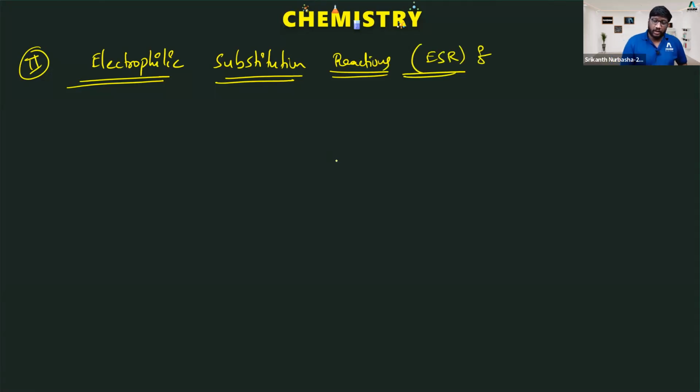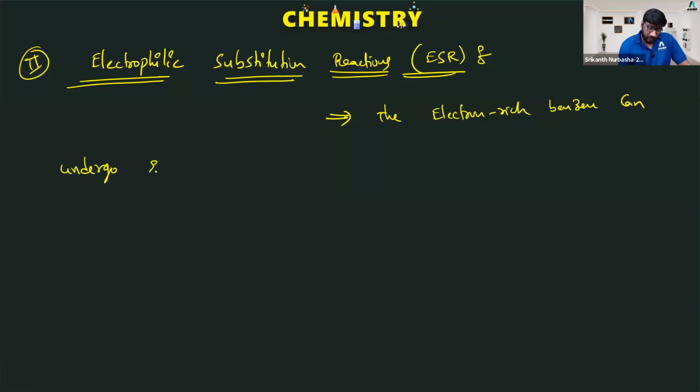The compounds that undergo electrophilic substitution reactions are mostly benzene and derivatives of benzene. Because of the pi electron density present on the benzene, the C-H bond can be replaced by any electrophile. Okay, write down that point: the electron rich benzene can undergo electrophilic substitution reactions.